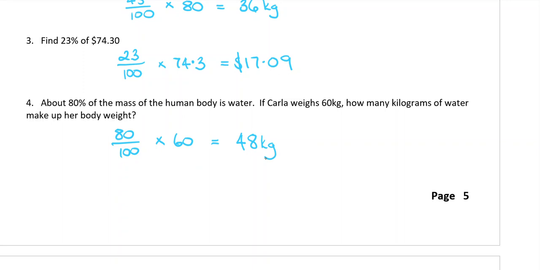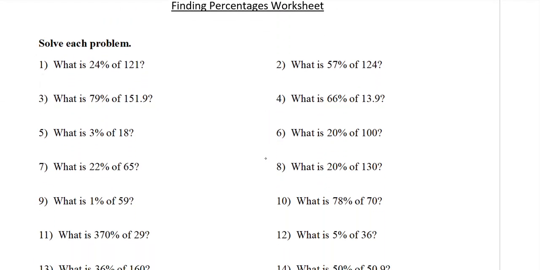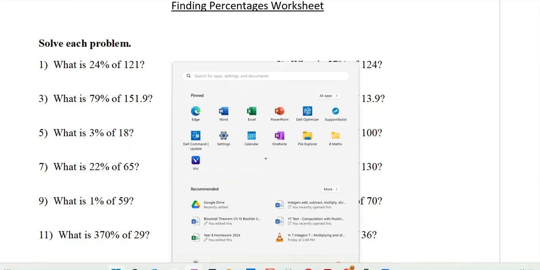Okay, same process over and over and over again. So here it is, tons of them. Find 24% of 121. So 24 over 100 times 121. Percentage, always over 100 times the other number. All right, see how many of those you can do.